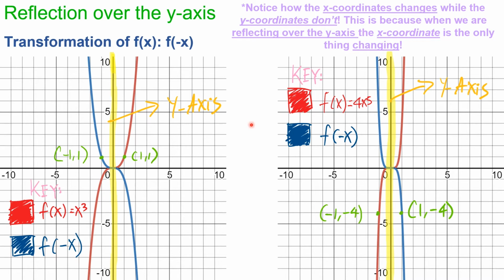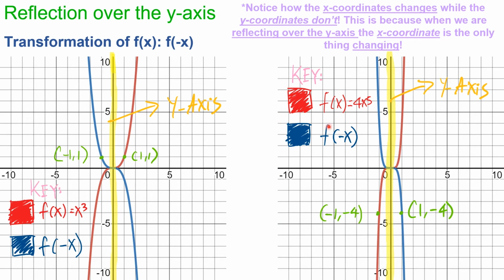Here I have two graphs. The first graph I have f of x equals x cubed, and the blue line represents f of negative x, which is reflecting over the y-axis. So you can see that the y-axis is highlighted, and these are reflections of each other. I picked one point on the original function, which is 1, 1. Notice how the x-coordinate changes while the y-coordinate doesn't. So the y-coordinate doesn't change, but the x-coordinate does, and that is why it's negative 1, 1.